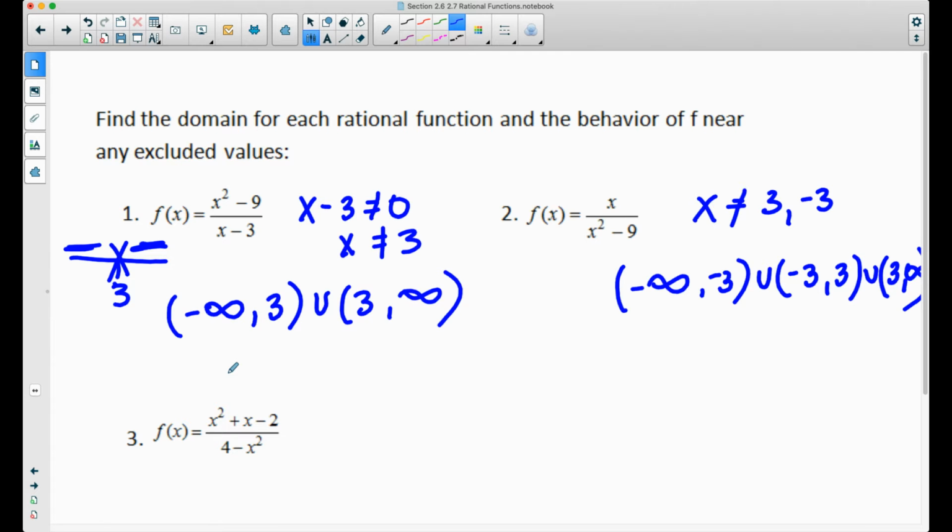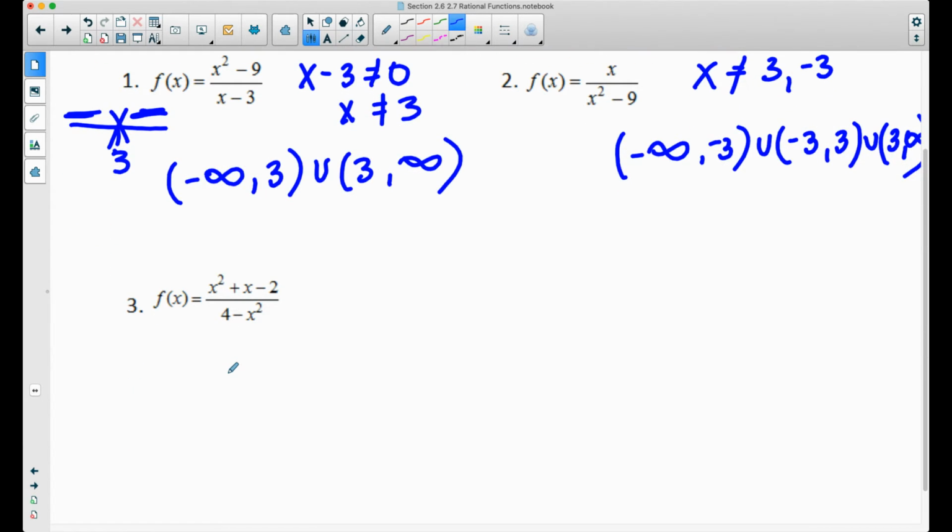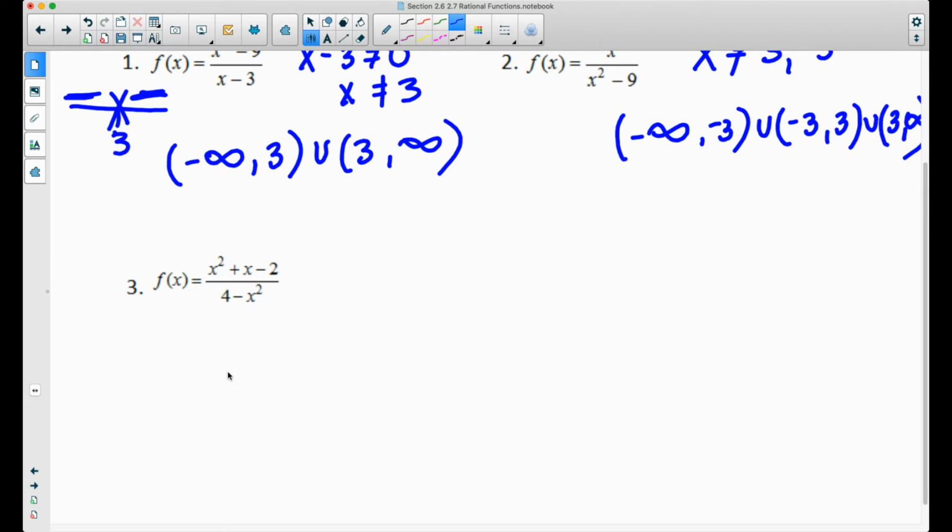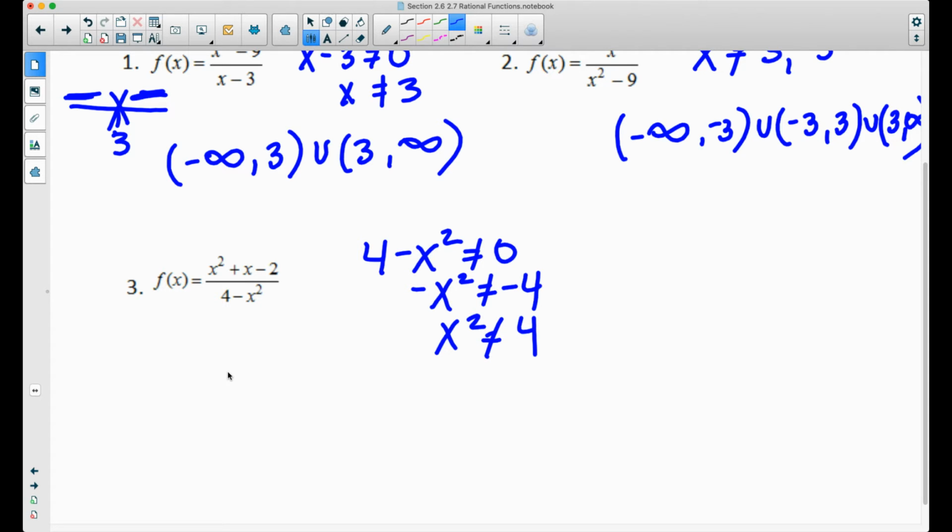And the last one, what can x not be? 2 and -2. If you wanted to, you can set 4 minus x squared not equal to 0, subtract the 4, divide by a negative, and then take the square root. Then we get plus or minus 2. Same as number 2, it'd be from negative infinity to -2, -2 to 2, and then 2 to infinity.